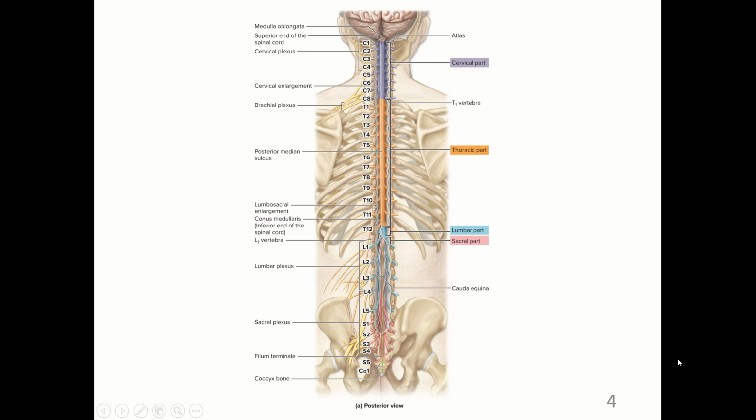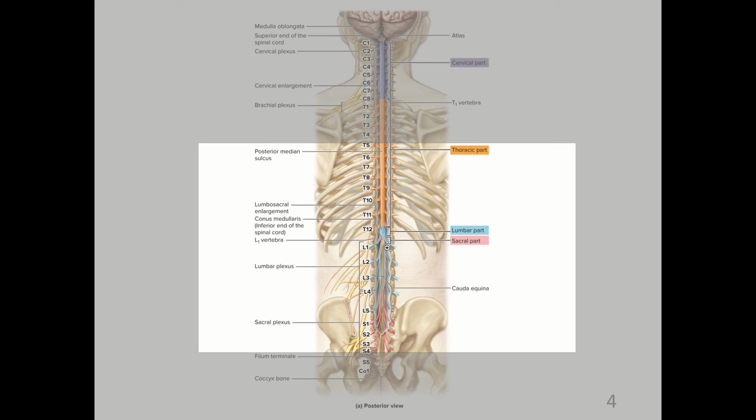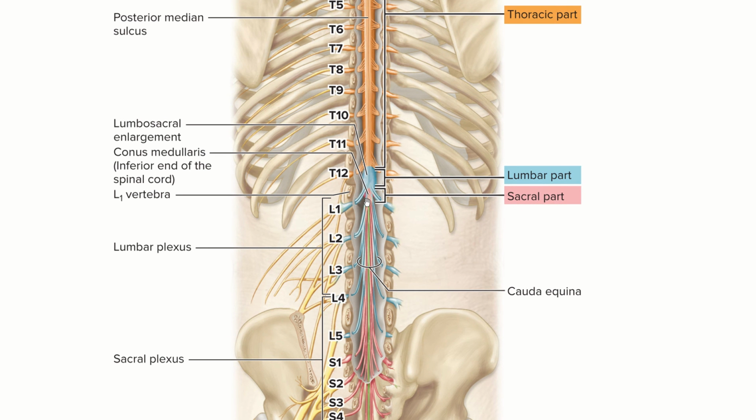This illustration shows the regions of the spinal cord: the cervical in the neck, the thoracic in the chest, the lumbar in the lower back, the sacral along the sacrum, and the coccygeal along the coccyx. This is the conus medullaris, which is the inferior end of the spinal cord, and you can see that it corresponds to the first lumbar vertebra.